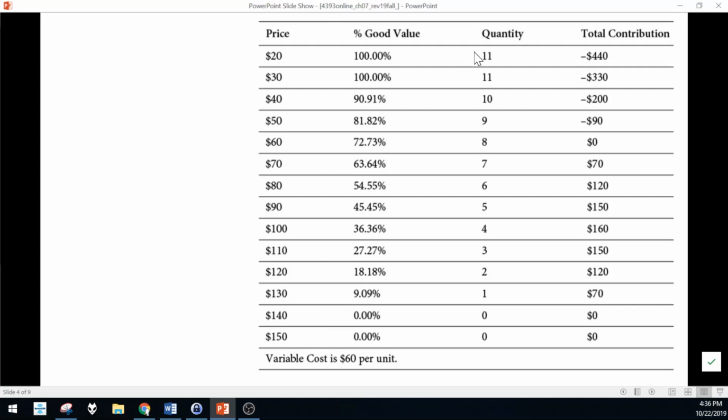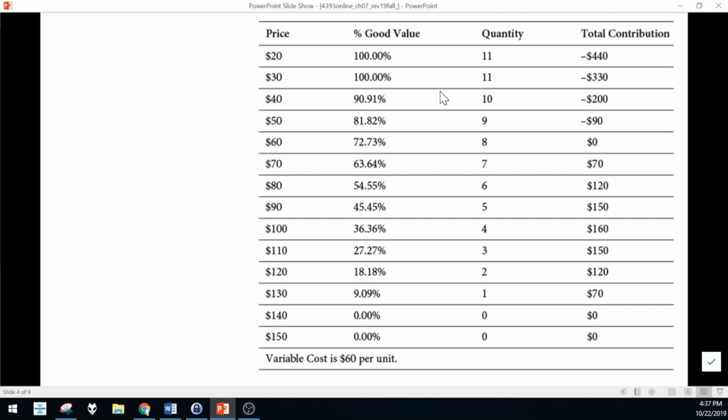So at $20, everyone says it's a good value, they would buy it, but you're losing $40 each unit if you're charging $20. So your total contribution is going to be negative 40 times 11, or negative 440. At $30, you're losing $30 a unit. 11 are willing to buy it. Now you're losing $330, and it just kind of goes on and on.